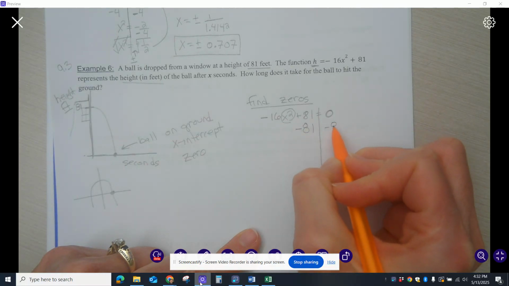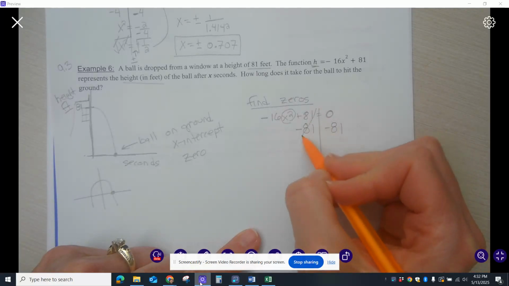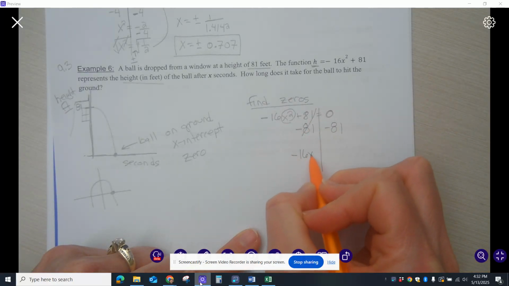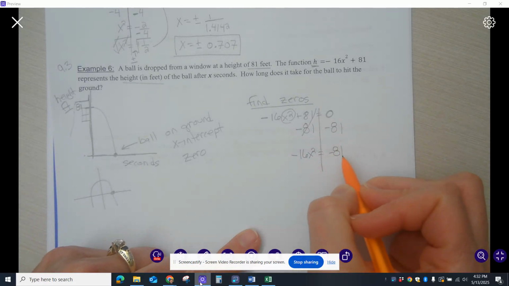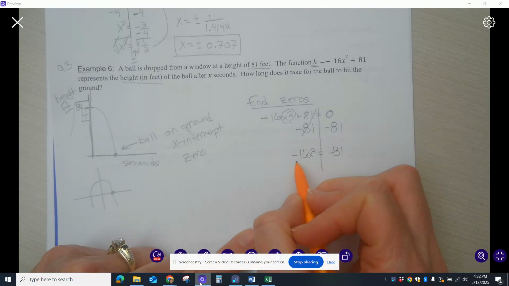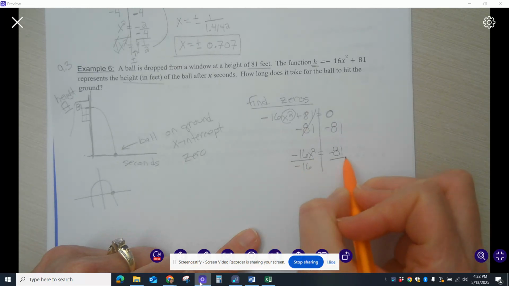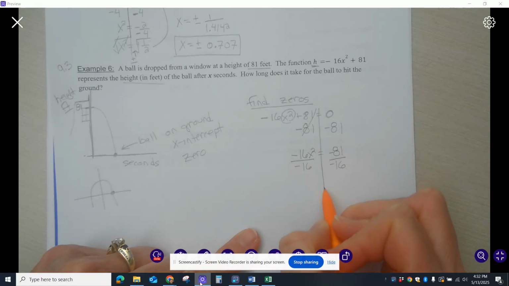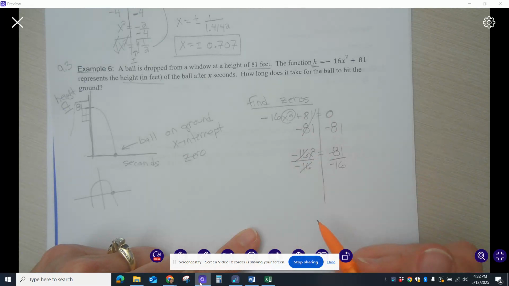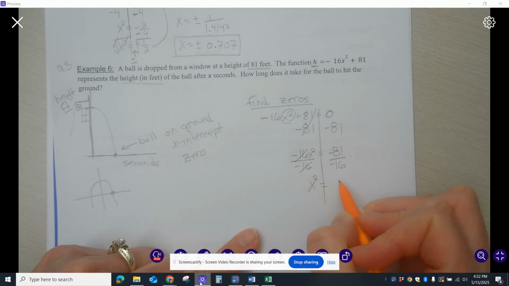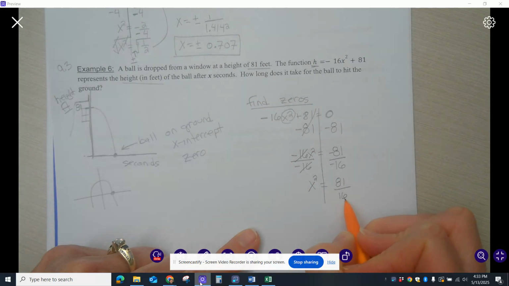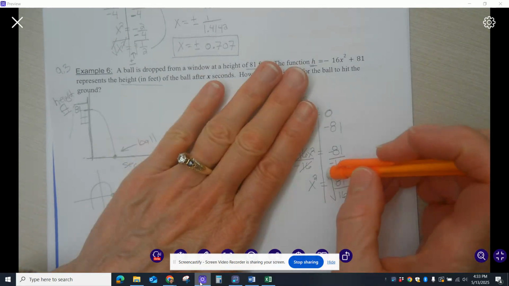So subtract 81 from both sides. That's gone, and I have negative 16x squared equals negative 81. Woo, 81! That's a perfect square, isn't it? Interesting. Divide both sides by negative 16. Negative 16 divided by negative 16 is 1, so those cancel out. And I get x squared equals, 2 negatives make a positive, so I'm going to write that as 81 over 16.